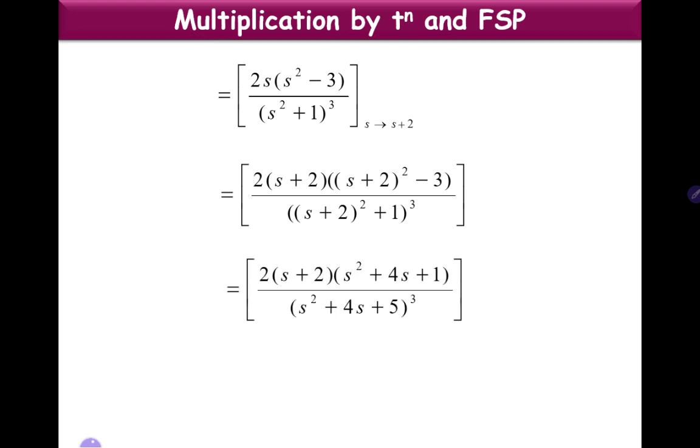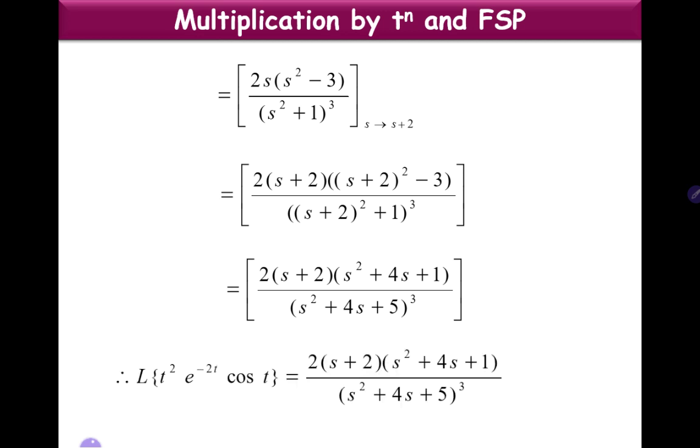Just expand the whole square terms and simplify. You get 2 into s plus 2 into s square plus 4s plus 4 minus 3, that is plus 1, by denominator s square plus 4s plus 4 plus 1, that is plus 5 whole cube. Therefore, L of t square e power minus 2t into cos t gives 2 into s plus 2 into s square plus 4s plus 1 by (s square plus 4s plus 5) whole cube.